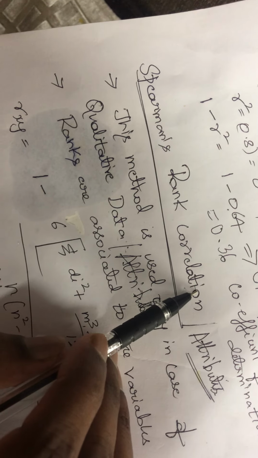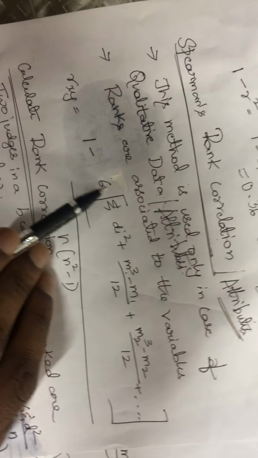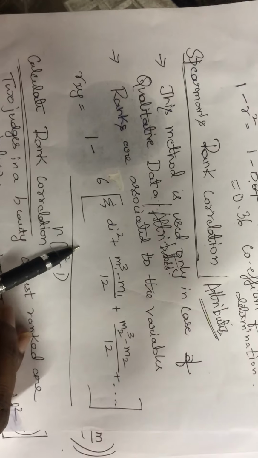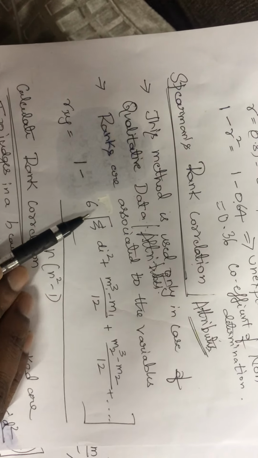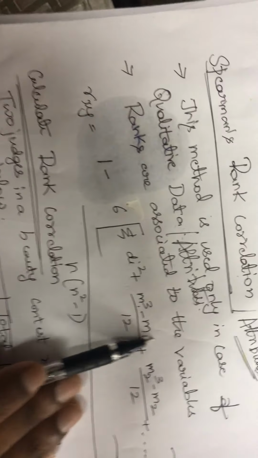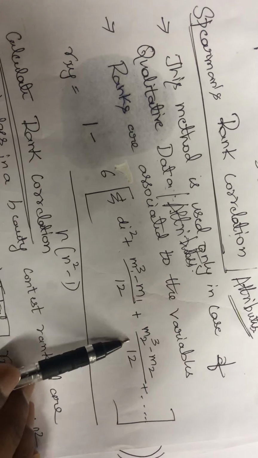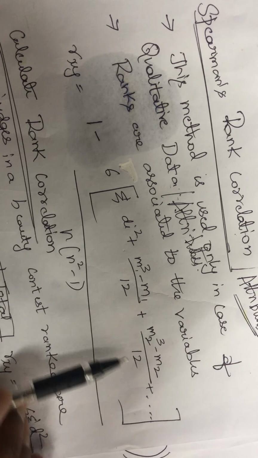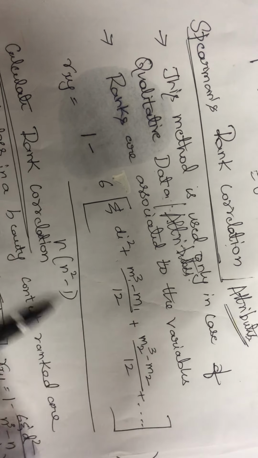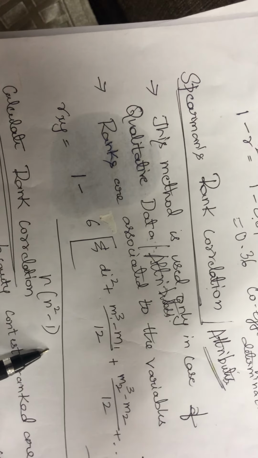Now, how to calculate Spearman's rank correlation? It is calculated using one identity: 1 minus 6 times [summation di square plus (m1 cube minus m1) divided by 12 plus (m2 cube minus m2) divided by 12 plus ...] divided by n times (n square minus 1). Now let me make it simple.